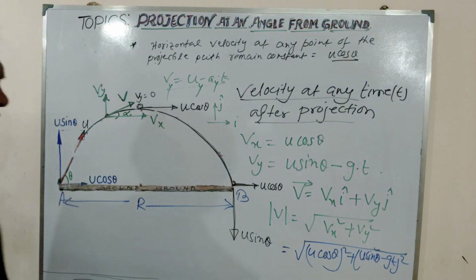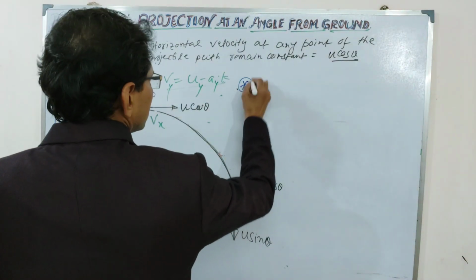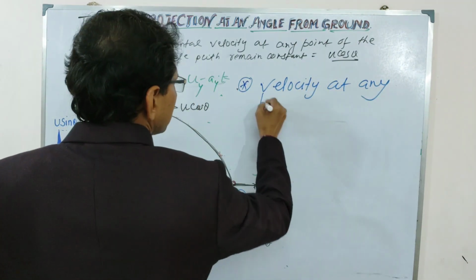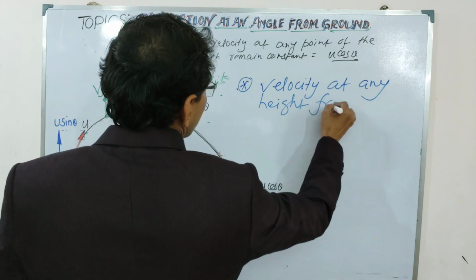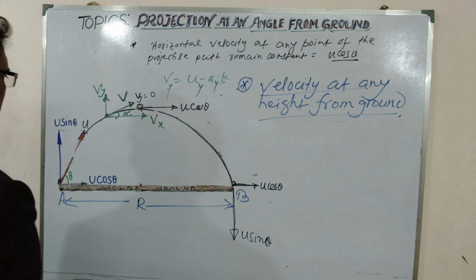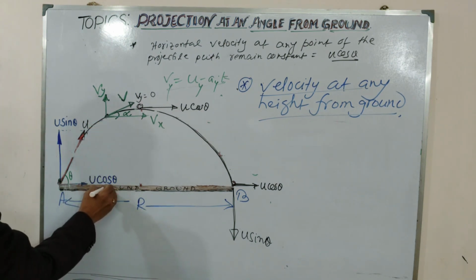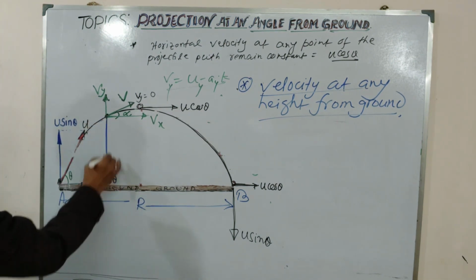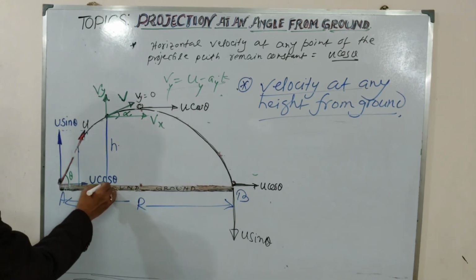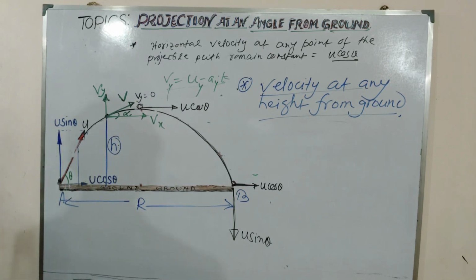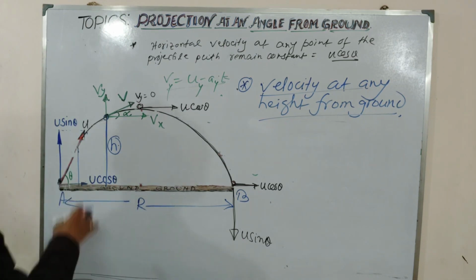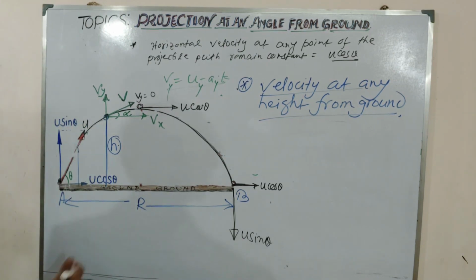this. Next topic is velocity at any height from ground. Now we want to calculate this height. Suppose this is h. Suppose we want to calculate the height h after projection and that velocity. Time is not given here, height is given. So in terms of height we have to calculate the velocity.